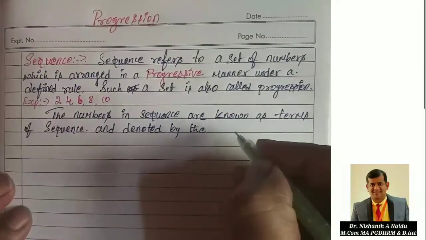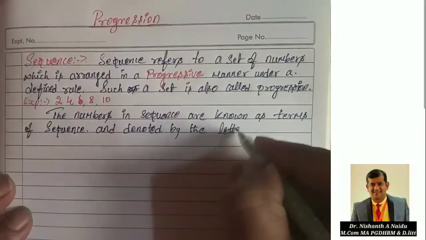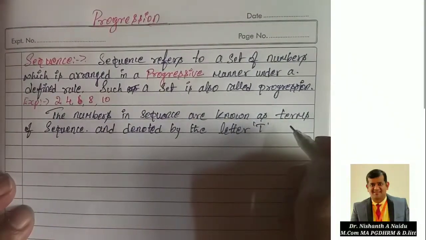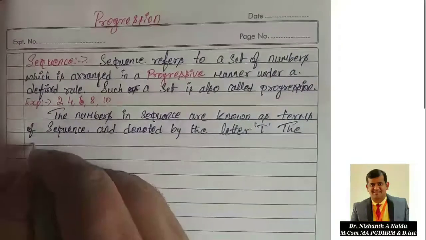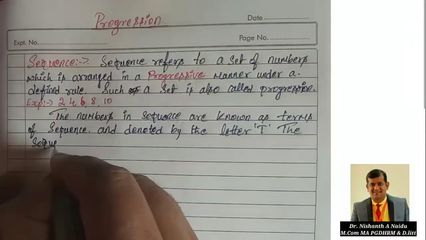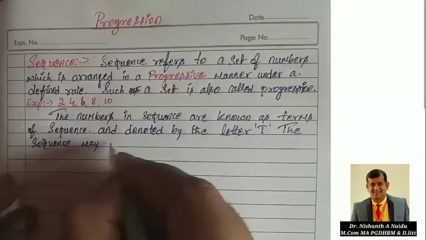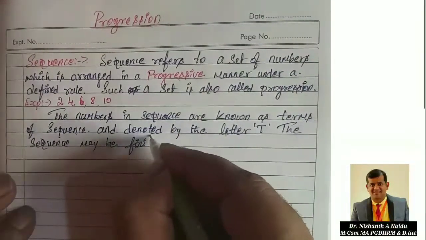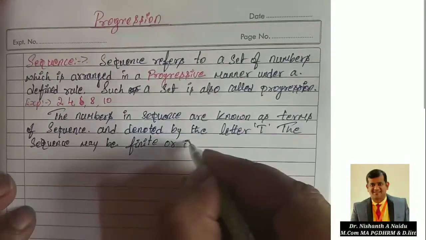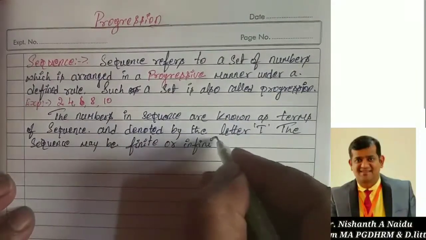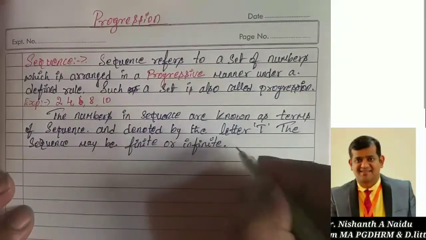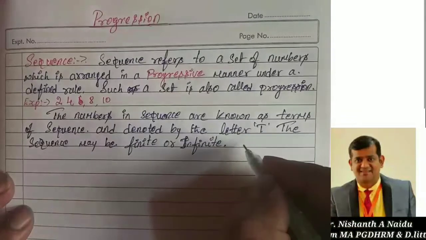and denoted by the letter T. The sequence may be finite or infinite. That means you can count or you may not count. So both we can consider, finite and infinite.